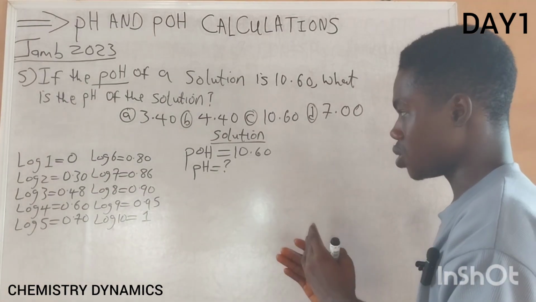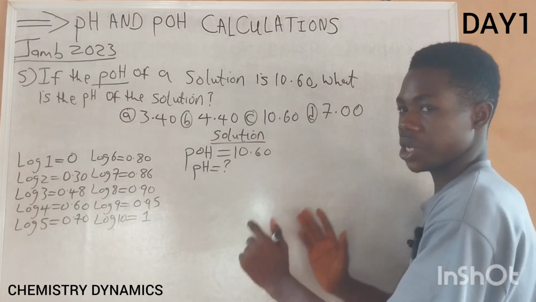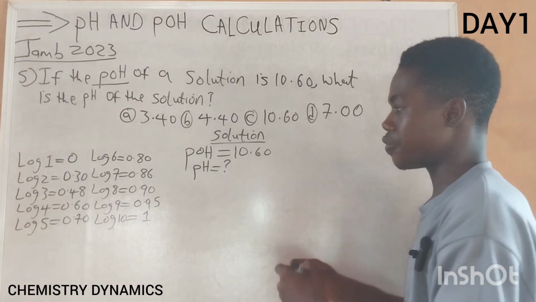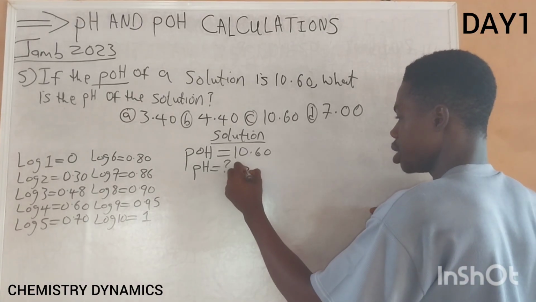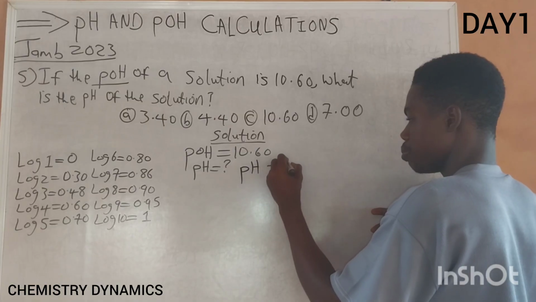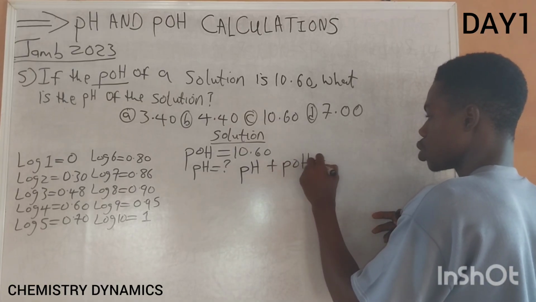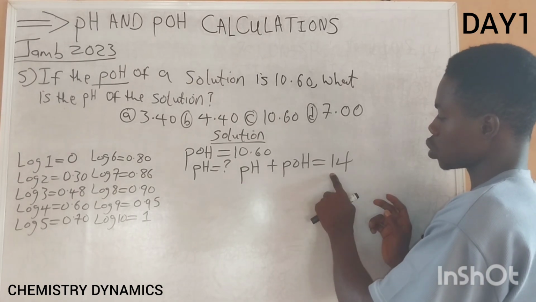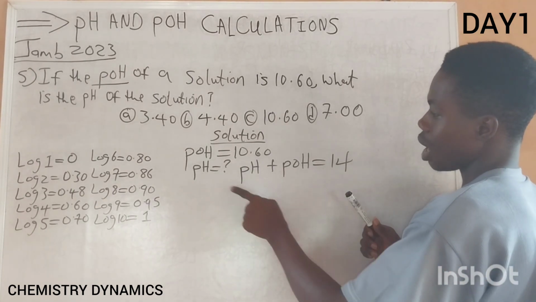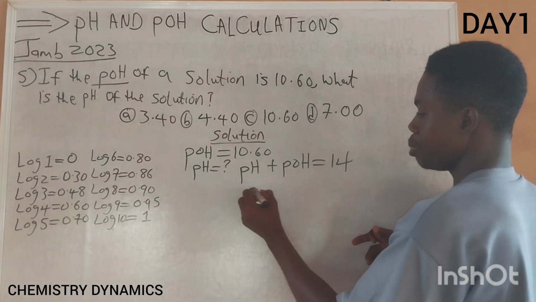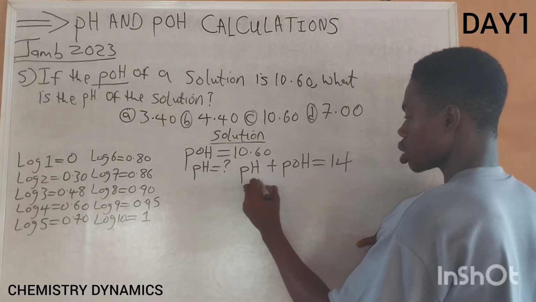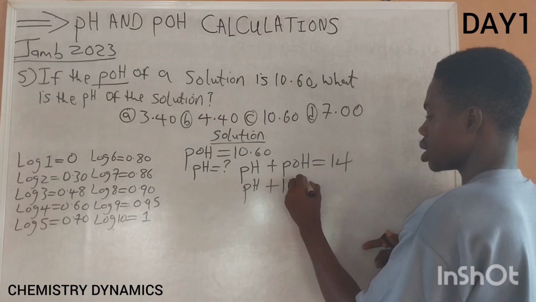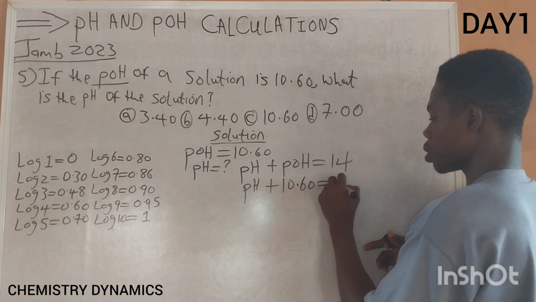Now, which equation relates pH and pOH together? It is the equation we have used in our previous questions: pH plus pOH equals 14. We are finding our pH. So pH plus pOH, where pOH is 10.60, equals 14.